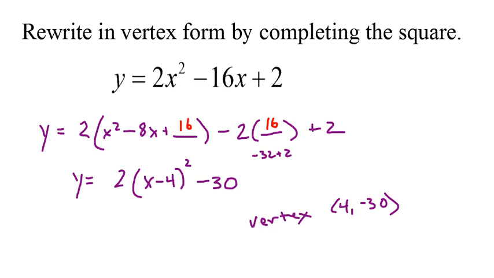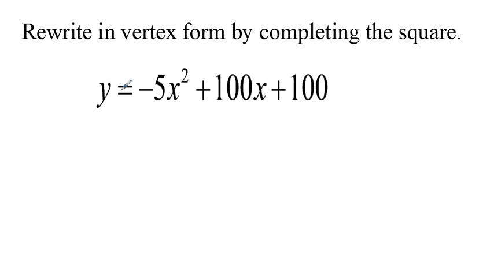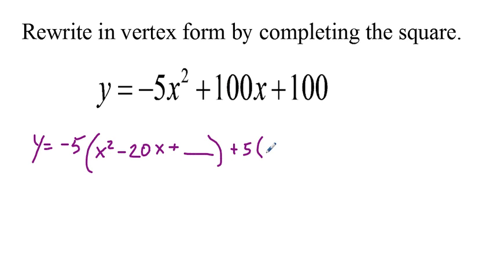All right, let's try just one more. We've got the same idea where we've got a number out front. It's negative, and we're going to factor out a negative 5. We need to be careful with signs. We have x squared. When I divide 100 by negative 5, I get minus 20x. I'm going to add the number to complete the square. And to balance this minus 5 times blank, I'm actually going to have a plus 5 times blank. It's plus because over here I have a minus. And then this last number, plus 100.